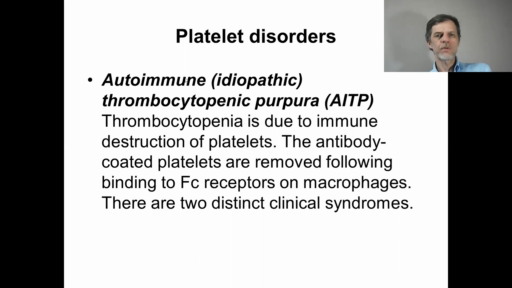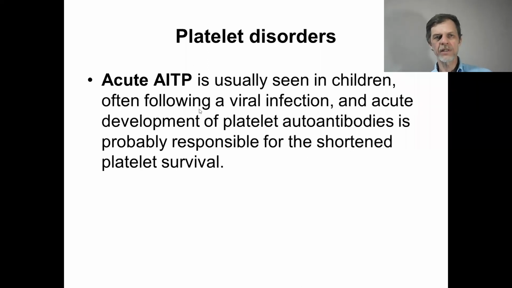Thrombocytopenia is due to immune destruction of platelets, an autoimmune mechanism: antibody-coated platelets are removed following binding to Fc receptors on macrophages. Again, we don't know why, but the immune system produces antibodies against platelets, an autoimmune disease. Autoimmune, idiopathic, we don't know the reason, thrombocytopenic purpura. Why? Nobody knows.